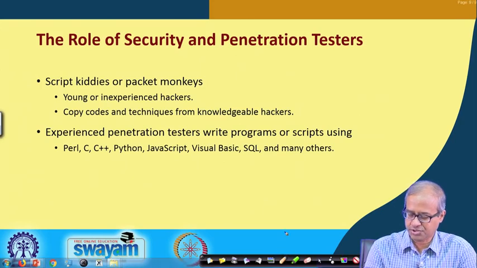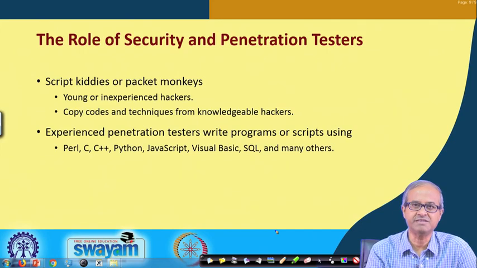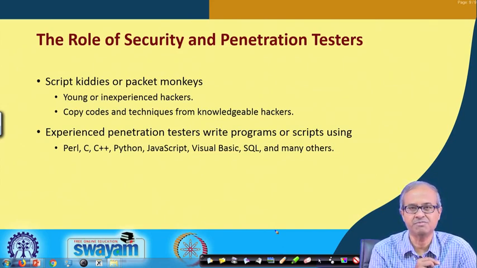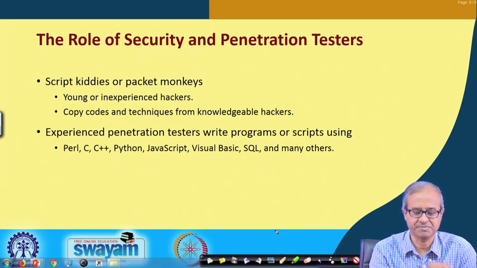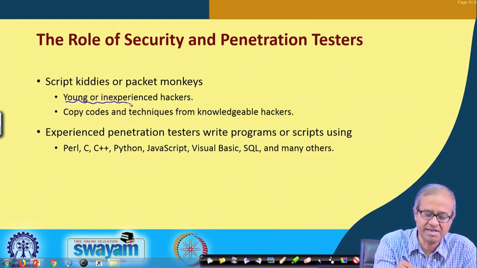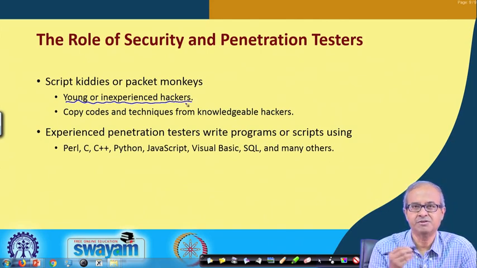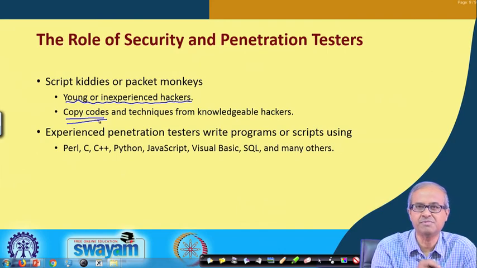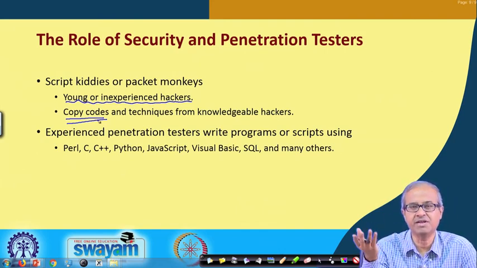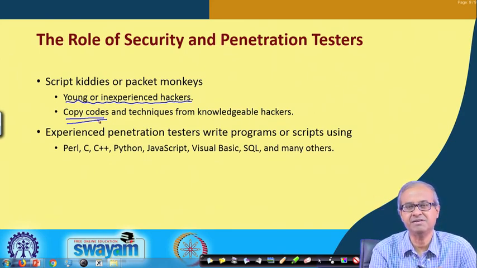Now, talking about the roles of the testers who are carrying out the security testing and penetration testing. I talked about script kiddies, the beginners who have just learned how to break into systems. They are typically young or inexperienced hackers. Usually, they look at some existing websites, where a lot of such hacking documentation is available. From there they typically copy codes, run them on the system and see whether the attacks are actually happening as published or discussed on those websites, right.